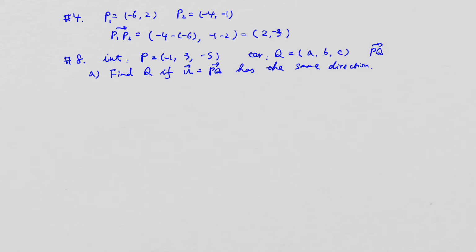This just simplifies it. And for number 8, we are given the initial point P equal to -1, 3, -5, and the terminal point Q equal to A, B, C. They said PQ makes a vector, and they want us to find Q if U is equal to PQ and has the same direction as V. Okay, I forgot to write that part. Your V is equal to 6, 7, -3.